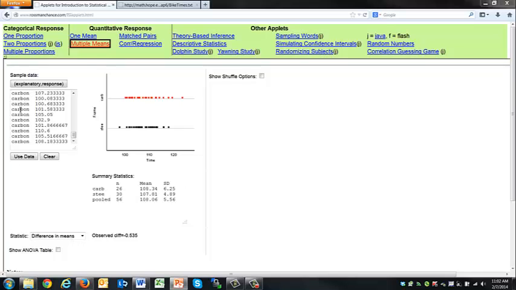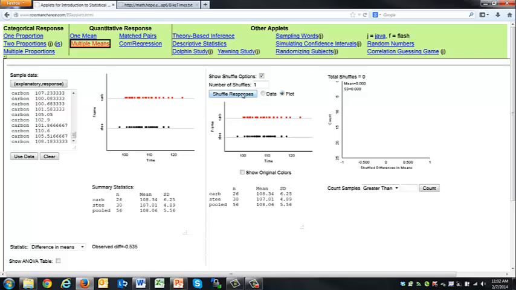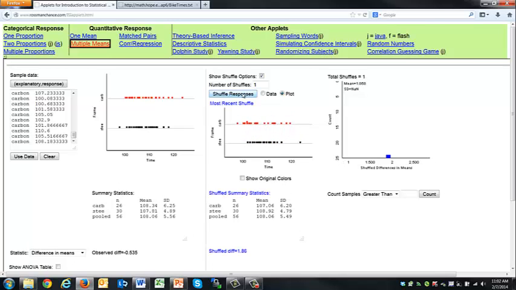I've pasted the data into the applet here in the sample data box, and you can see we have our two side-by-side dot plots showing us the carbon frame bike and the steel frame bike, as well as giving us some basic summary statistics, including the sample size, the mean, and the standard deviation in each group. I can click Shuffle Options and click the plot box to do one shuffle of the commute times across the two different types of bikes. So if I click Shuffle Responses now, I see the data mixing up and going back to the two groups.